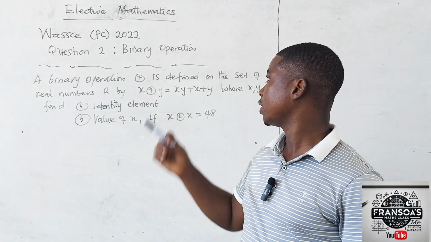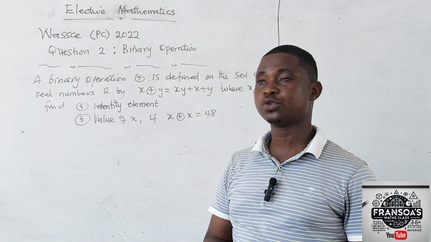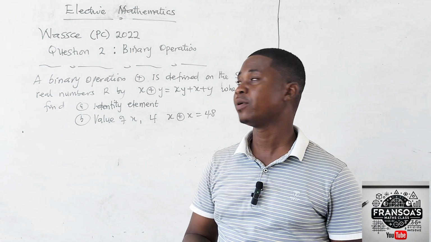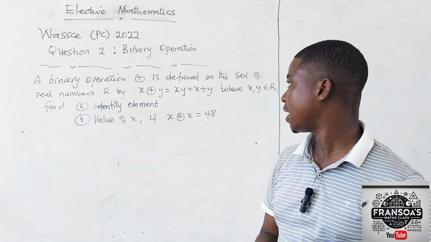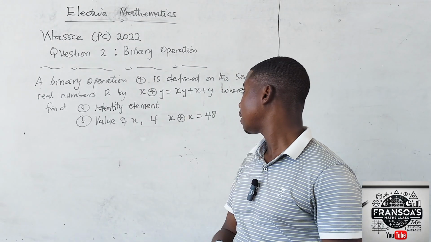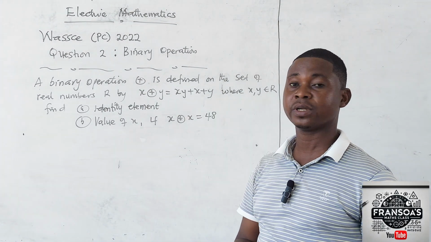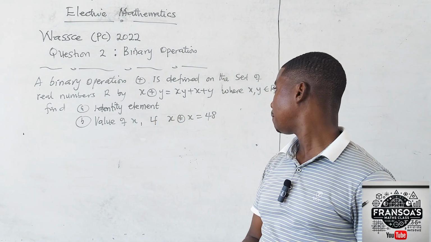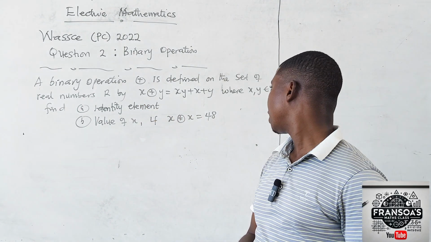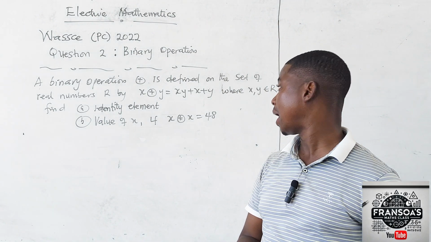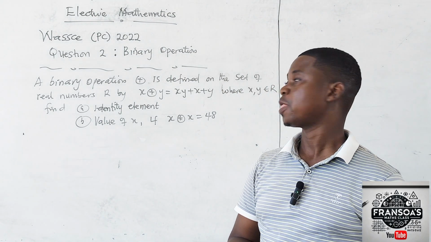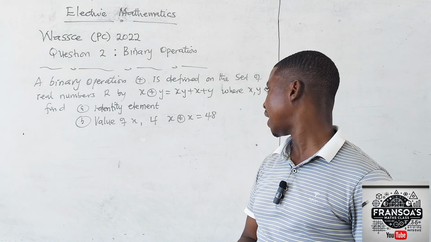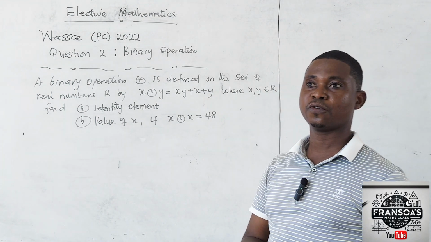And the lesson is on elective maths, WASSCE 2022, question number 2. That's a private candidate. And the question was on binary operations. The question reads: a binary operation, denoted by the operation sign, is defined on the set of real numbers R by x operating on y is equal to xy plus x plus y, where x and y are members of R, which are real numbers. Find A, the identity element, B, the value of x if x operating on x is equal to 48.